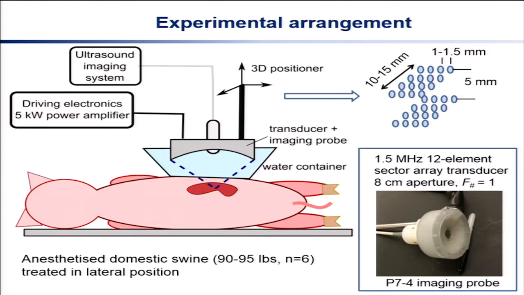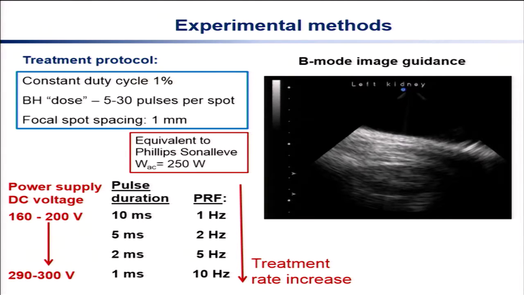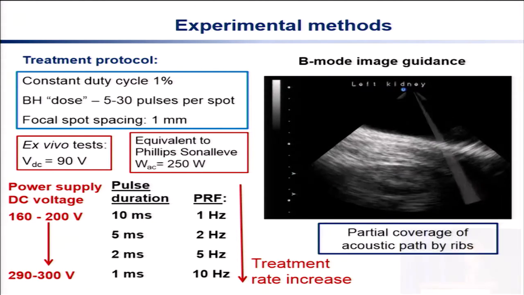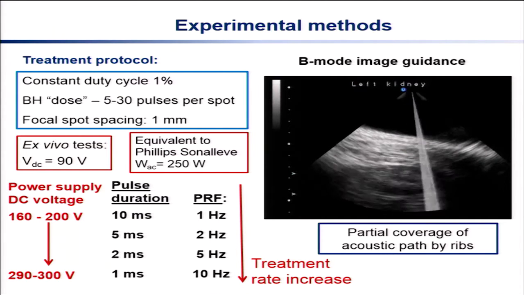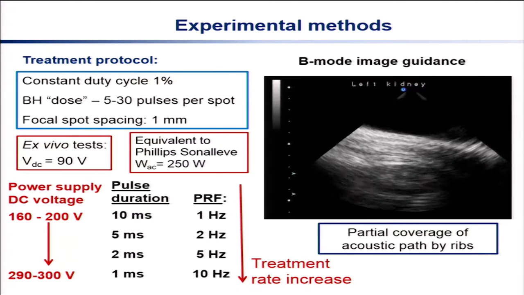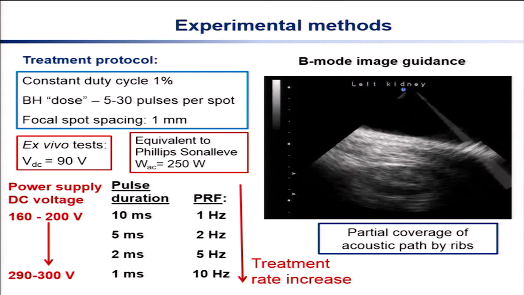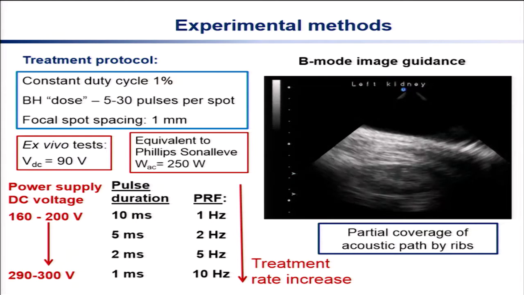The treatment was visualized in real time during boiling histotripsy sonications, and the results were also visualized using ultrasound imaging. Then, after necropsy, the kidneys were collected for gross analysis, histological analysis, and ultrastructural analysis. These are the parameters of the treatment. We used from 5 to 30 pulses per sonication point. We increased power and decreased the length of the pulses so that we could accelerate the treatment, and we combined it with a change of the pulse repetition rate to keep the duty cycle of 1%.